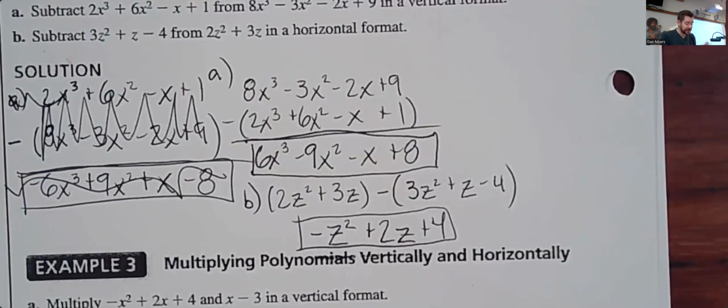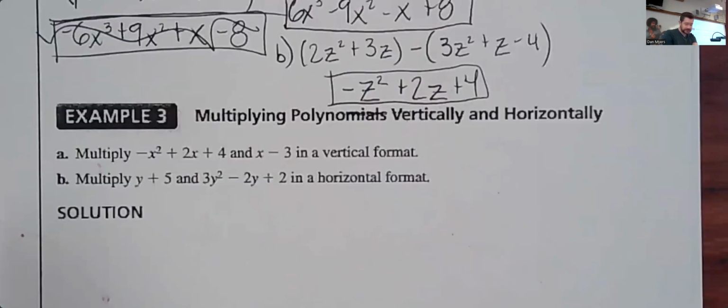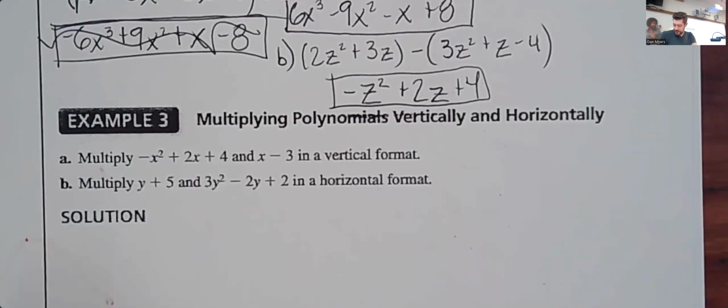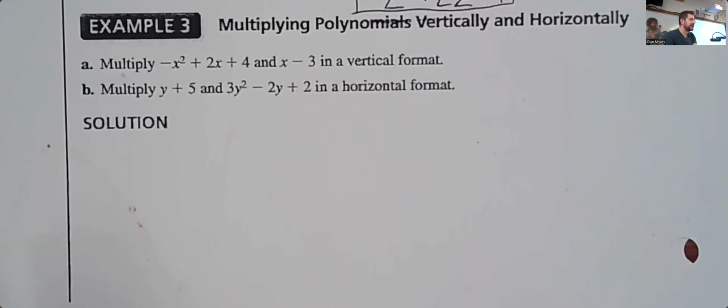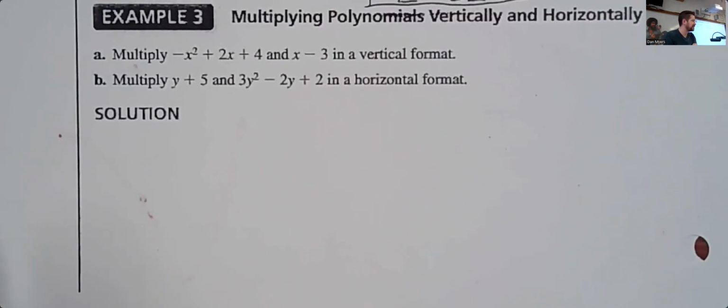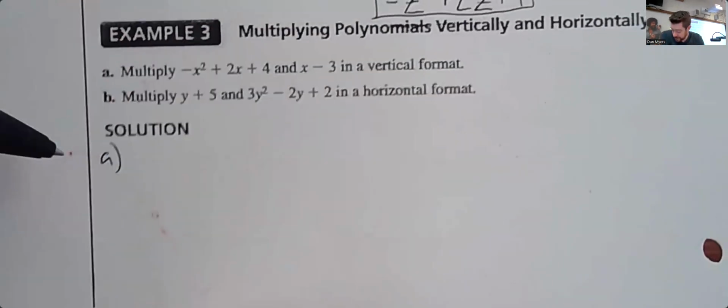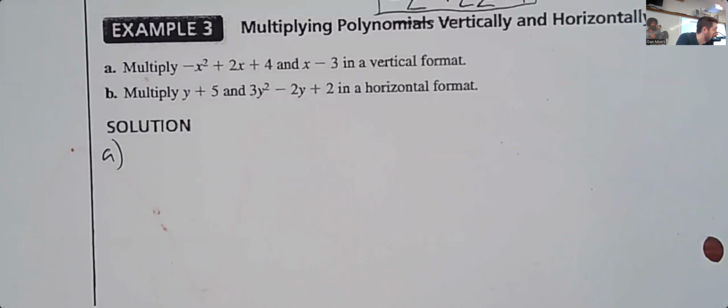So here we go. Multiplying. All right. Now, in a vertical format, this might not be a way that you've done polynomial multiplication before. You've probably only done the horizontal way. So this might be a little bit new. However, you have multiplied in a vertical format before.